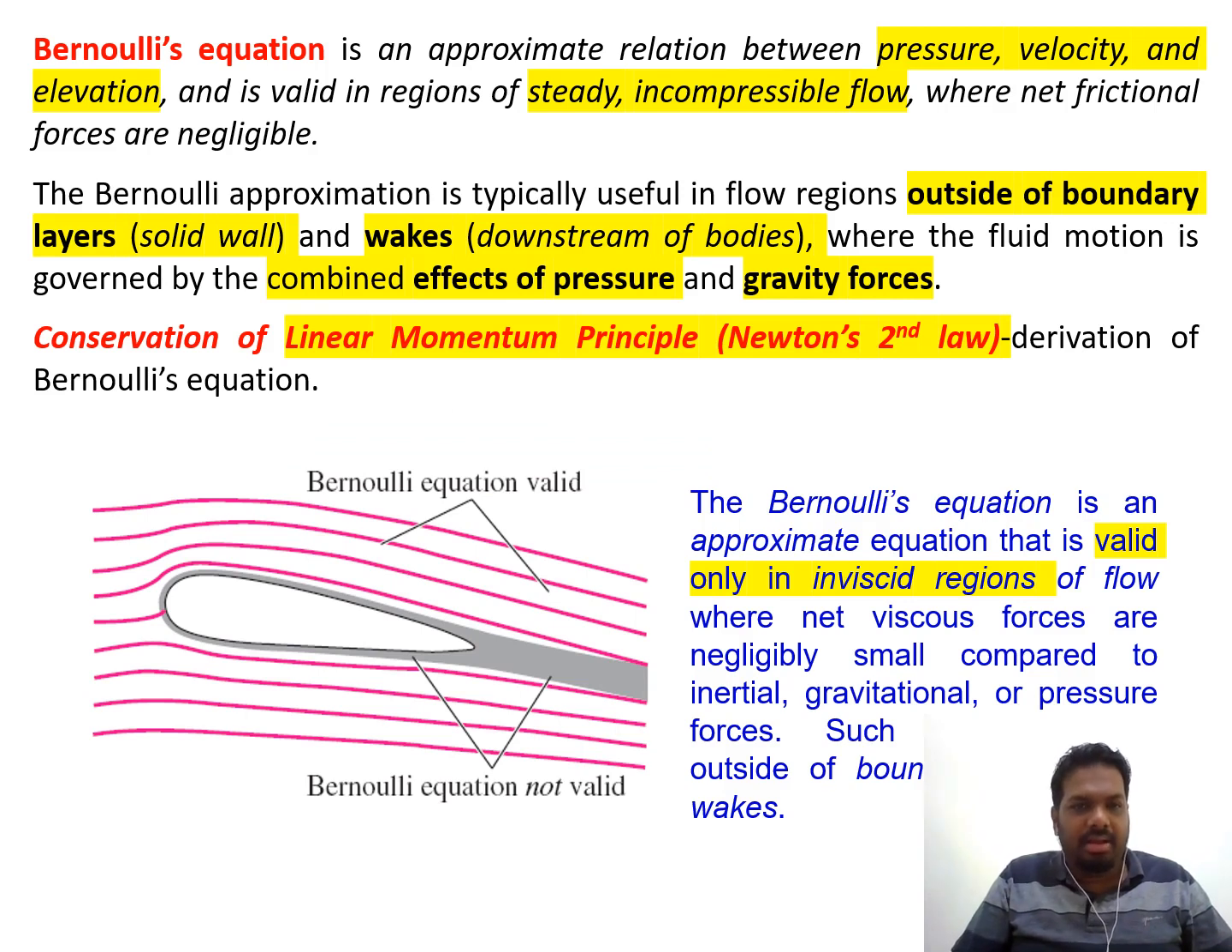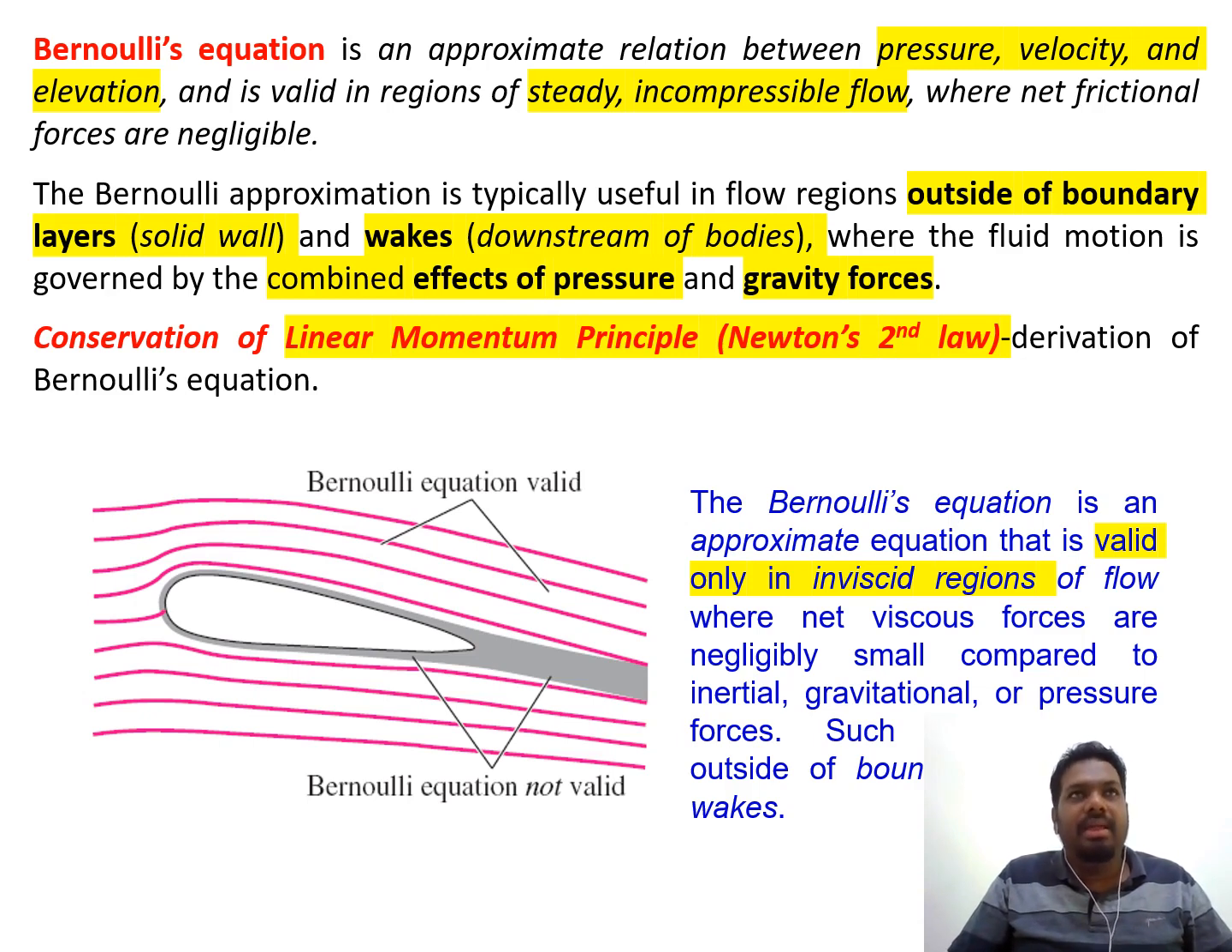Some understanding of Bernoulli's equation. The Bernoulli equation is an approximate relation between pressure, velocity, and elevation. There are three things involved in the equation, so it will have three parts. The first part deals with pressure, the second is related to velocity, and the third to elevation, meaning different height. And it has some conditions to be met before we can use it.